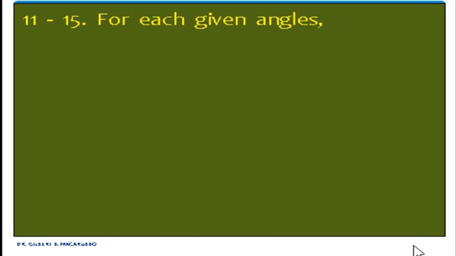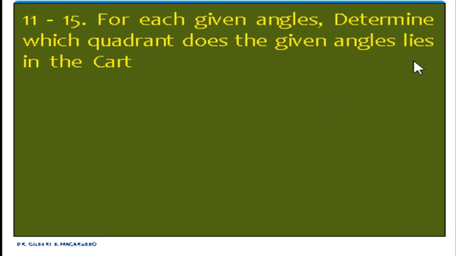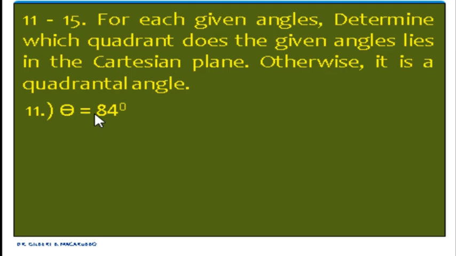11 to 15. For each given angle, determine which quadrant the given angle lies in the Cartesian plane. Otherwise, it is a quadrantal angle. Theta is equal to 84 degrees. The terminal side lies in the first quadrant. So this is a first quadrant angle. Theta is 258 degrees. The terminal side lies in the third quadrant. So this is a third quadrant angle.